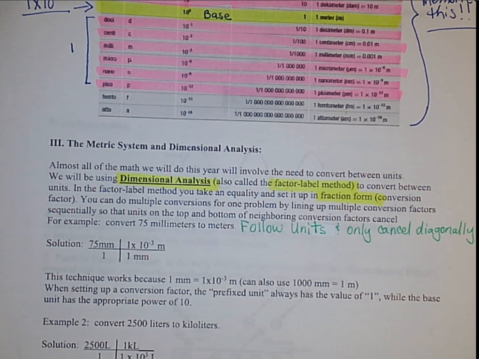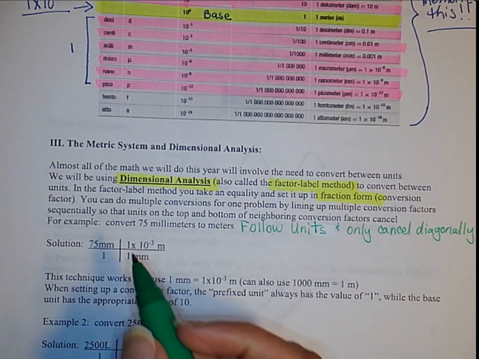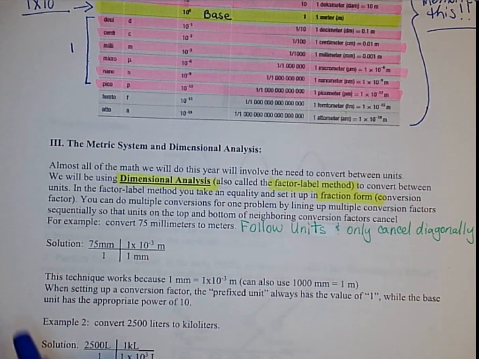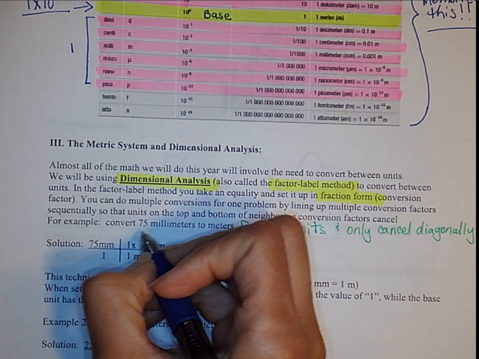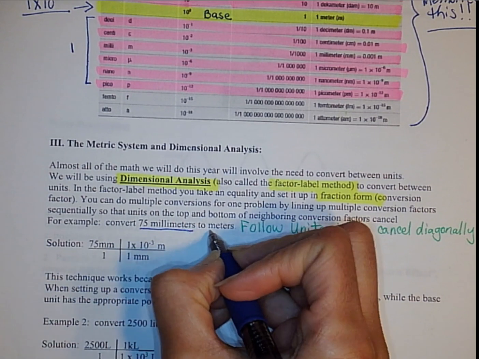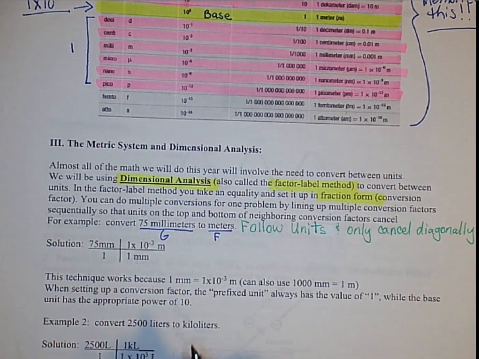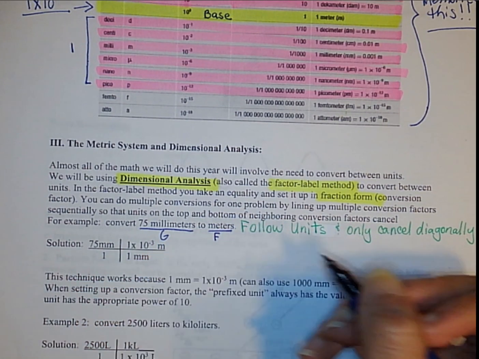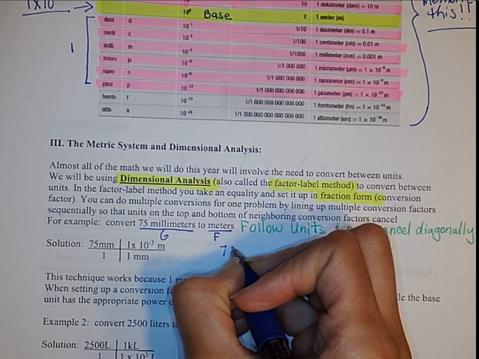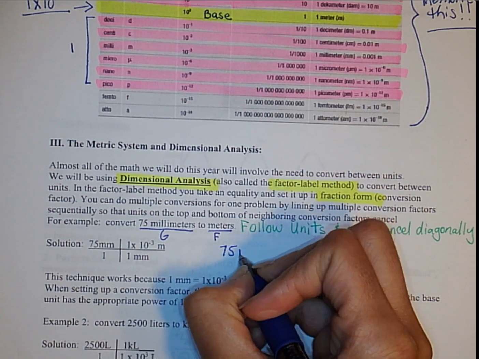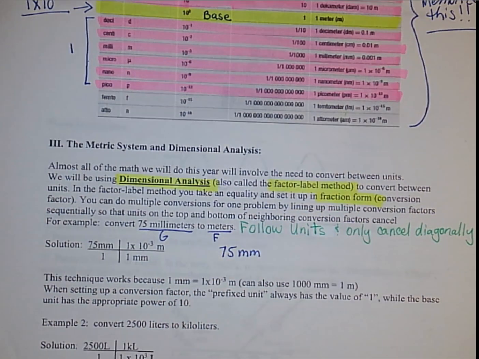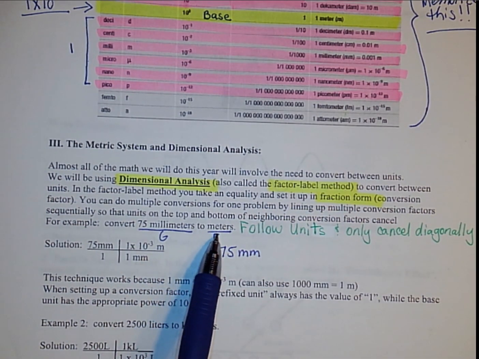Okay, so you're only going to cancel diagonally. In this case, let's start off with the problem that is given to us. Convert 75 millimeters to meters. This is what's given to us, and this is what we need to find. Always start your problem off with what you were given. So in this case, we are given 75 millimeters, and we are asked to find meters.